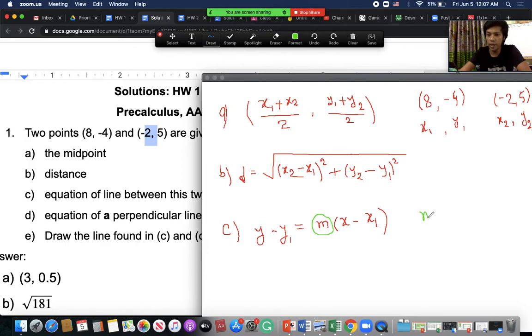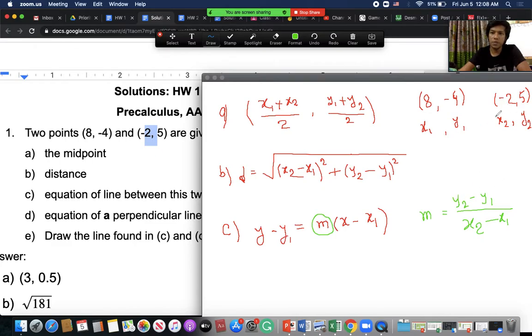We actually have a formula for m also. There is another nice little rule for m. M is called the rise over run, which is y2 minus y1 divided by x2 minus x1.